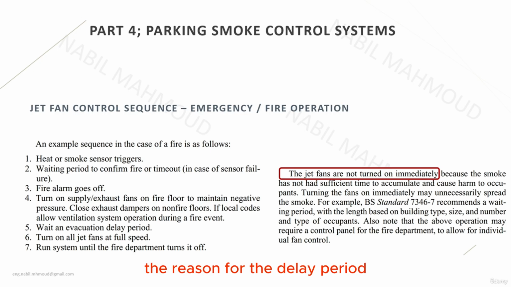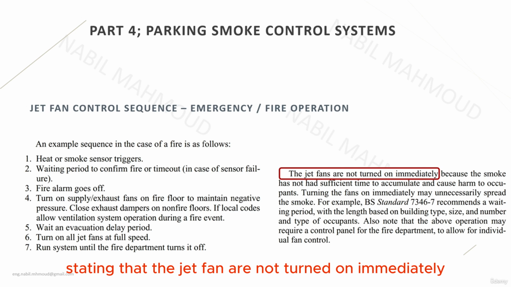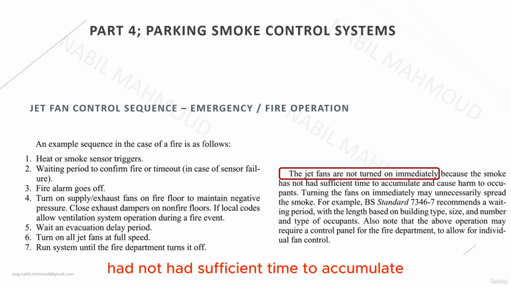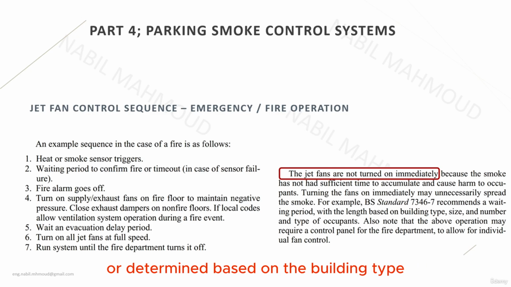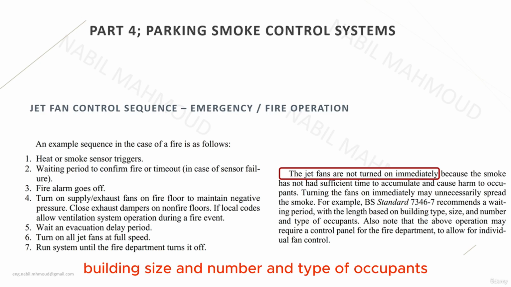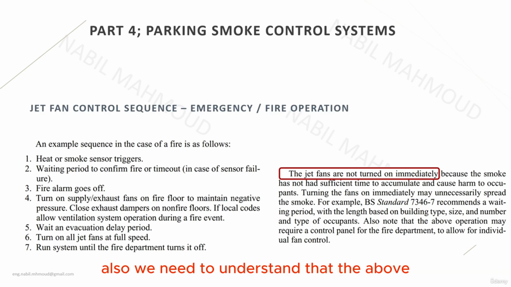So the reason for the delay period is from the next paragraph, which is on the right side of the screen, stating that the jet fans are not turned on immediately, and this is because the smoke has not had sufficient time to accumulate and cause harm to the occupants. Turning on the fan immediately may unnecessarily spread the smoke. For example, the British standard number 7346-7 recommends a waiting period, with the length determined based on the building type, building size, and number and type of occupants. Also, we need to understand that the above operation may require a control panel for the fire department to allow for individual fan control.